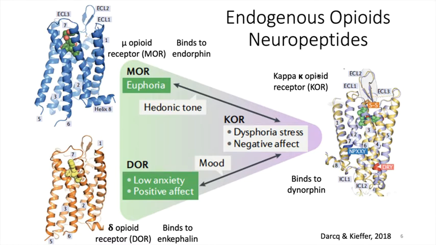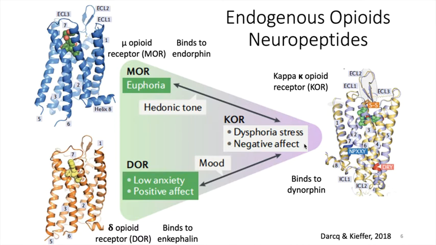Kappa opioid receptors interact with enkephalon, and dynorphin is the delta opioid receptor. I believe they all match. The enkephalon goes with the kappa, so maybe I'll fix that slide and repost this. Anyway, the kappa opioid receptor is what's responsible for dysphoria. So it can cause negative affect. It can cause stress. So as you can see, activation of kappa opioid receptors and mu opioid receptors are total opposites, right? One's causing euphoria, one's causing dysphoria.